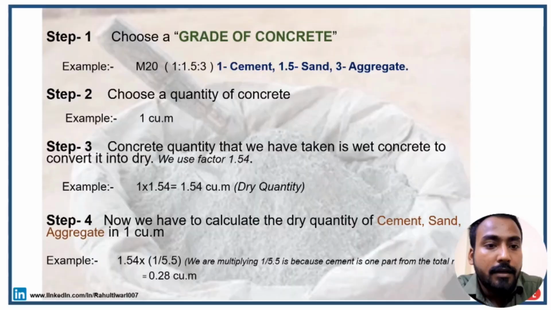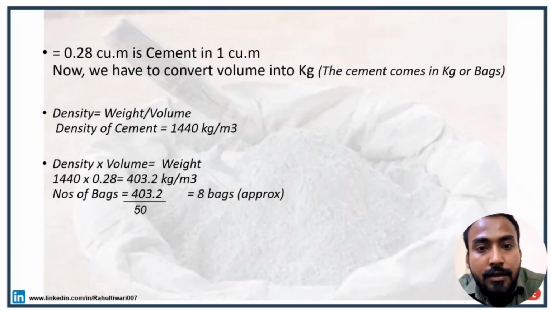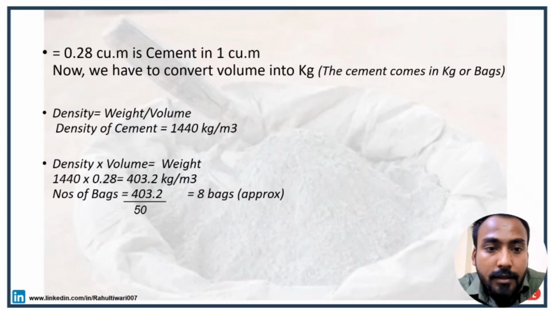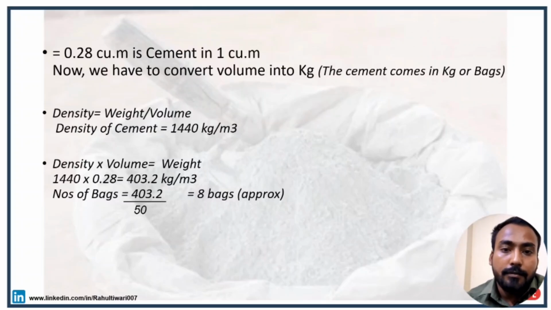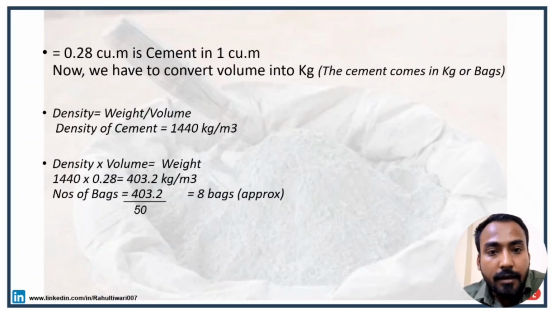Okay, now we will move to the next slide. So 0.28 cubic meter is the cement part in 1 cubic meter. Now we have to convert the volume into kgs, because whenever we go to the shop to purchase cement, it comes generally in bags or in kgs.